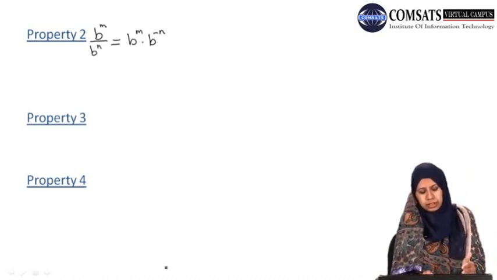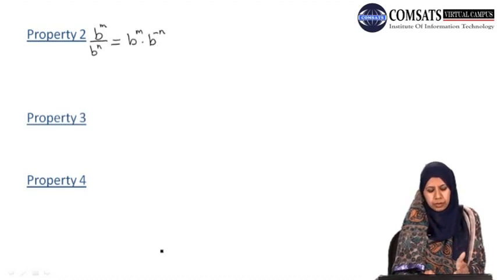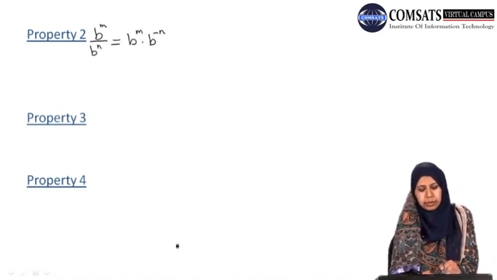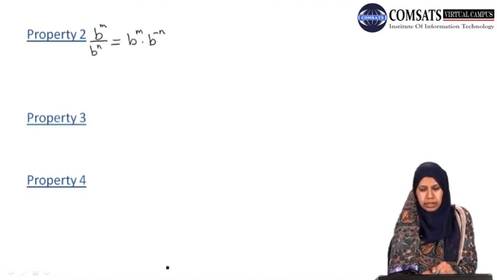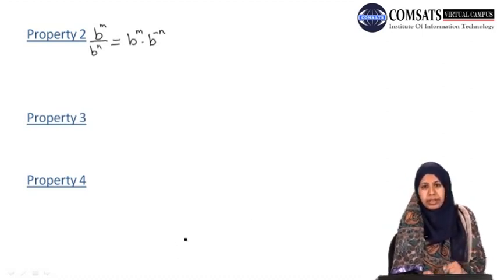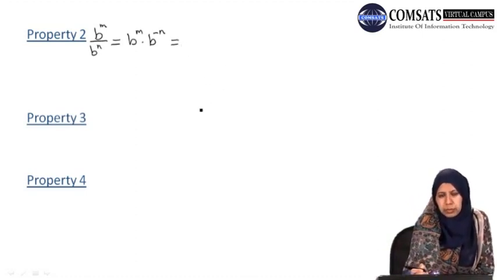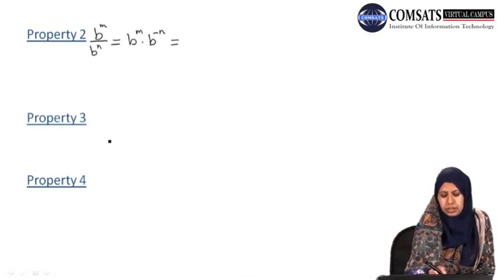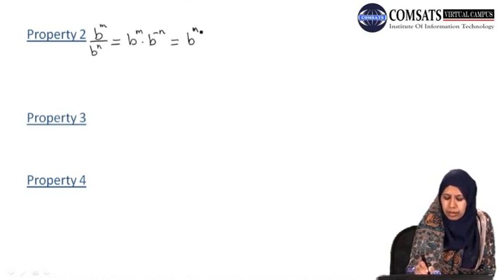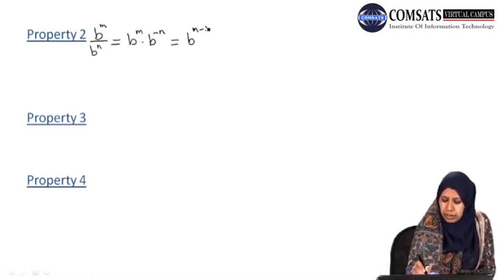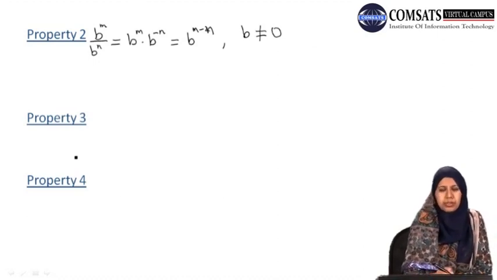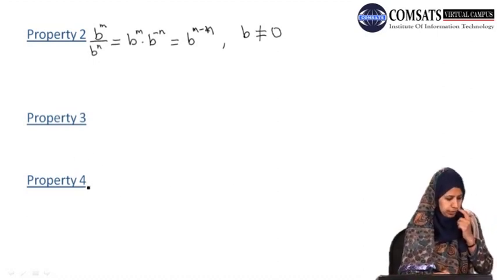That is, whatever the power of the quotient is, we can write it simply as the product of the numerator into the denominator with the negative power. So now we are reduced to our property 1, which says that we have same base but different powers. So we will add the powers and we obtain b to the power m minus n, definitely with the condition that b should be different from 0, or in particular the denominator should be different from 0.